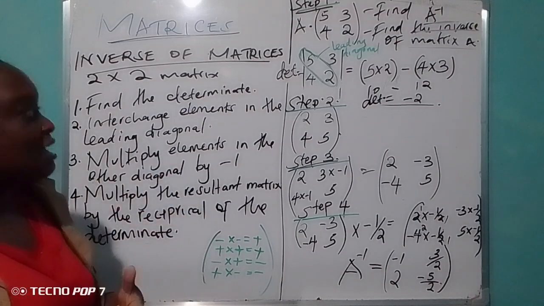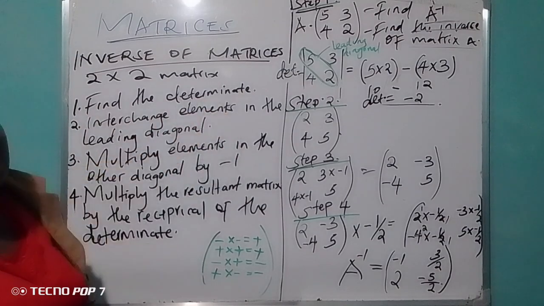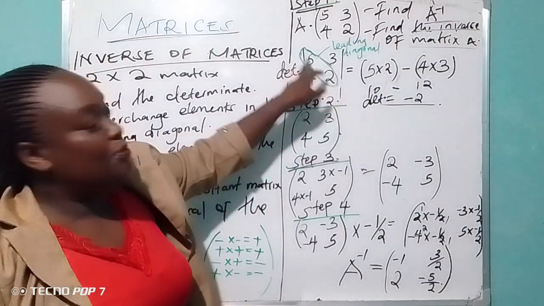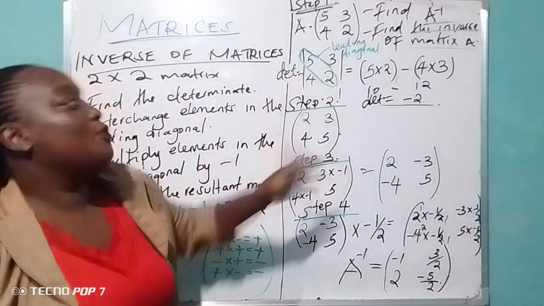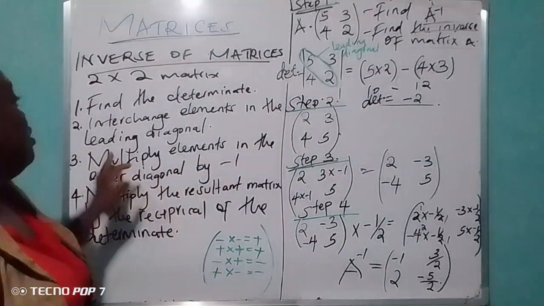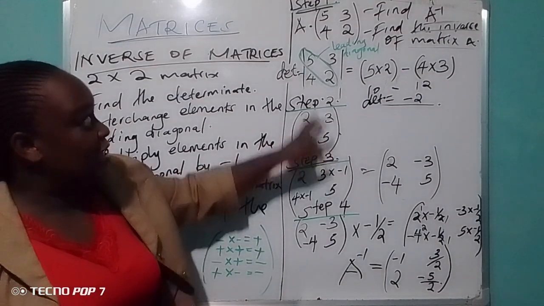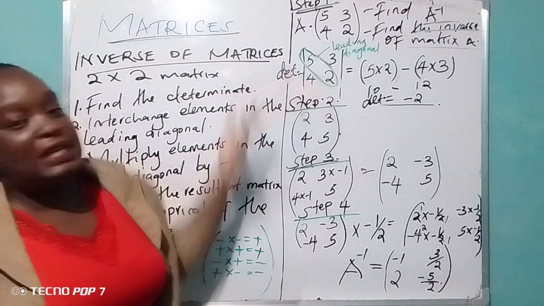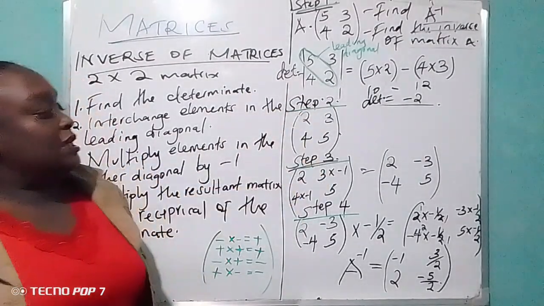So we follow the steps. Step 1, we find the determinant: the leading diagonal, multiply elements, the leading diagonal minus the elements on the other diagonal. We find our determinant as negative 2. Then step 2, interchange elements in the leading diagonal. So the leading diagonal is this, sindio? The leading diagonal is that. So we interchange elements. So the 2 inakuja hapa juu, 5 inakuja chini.